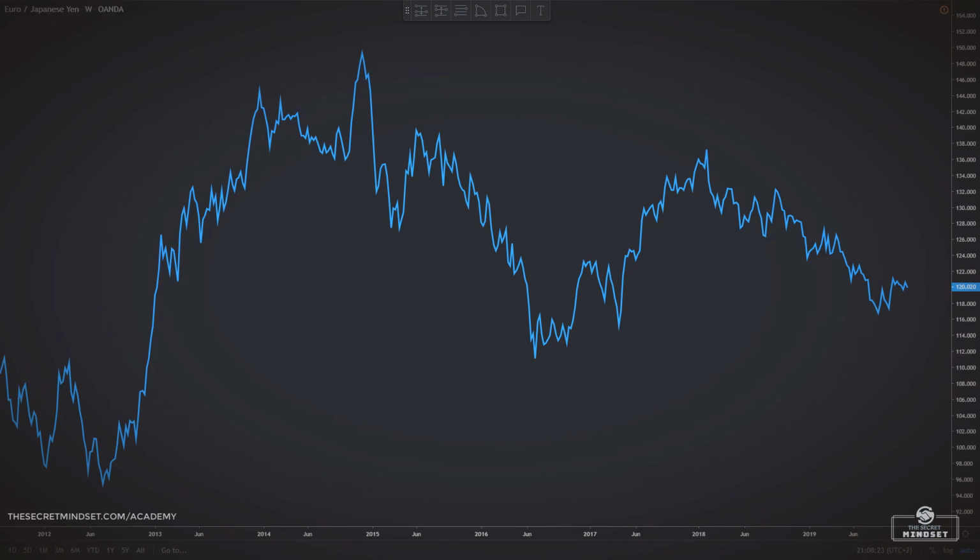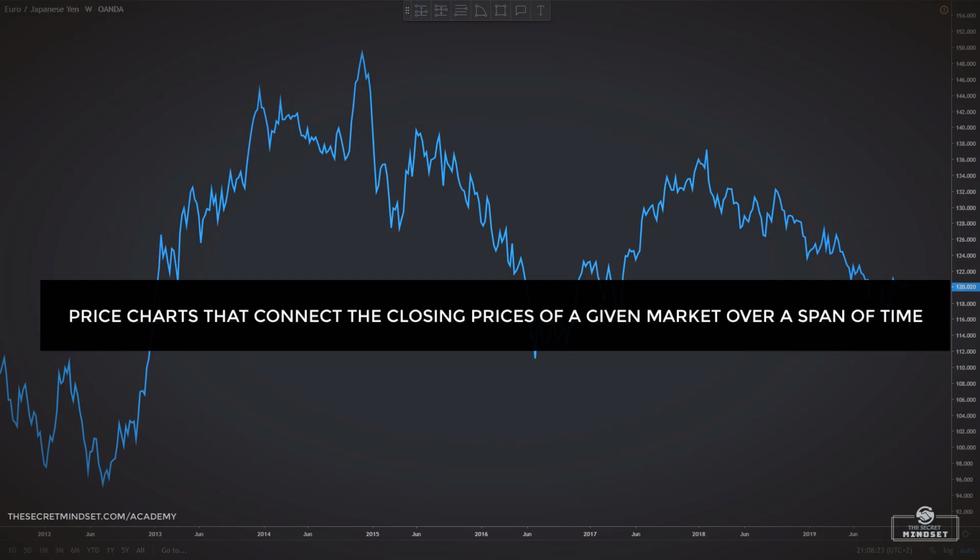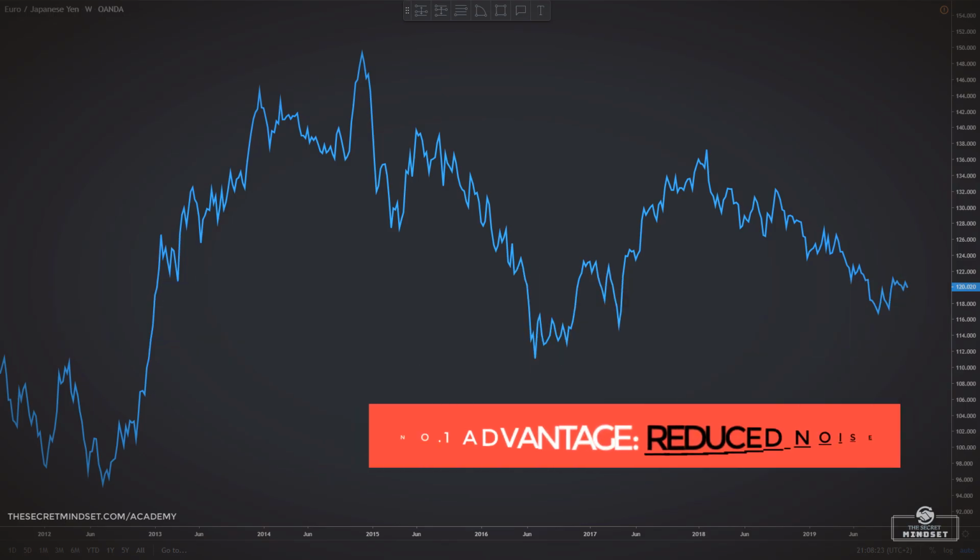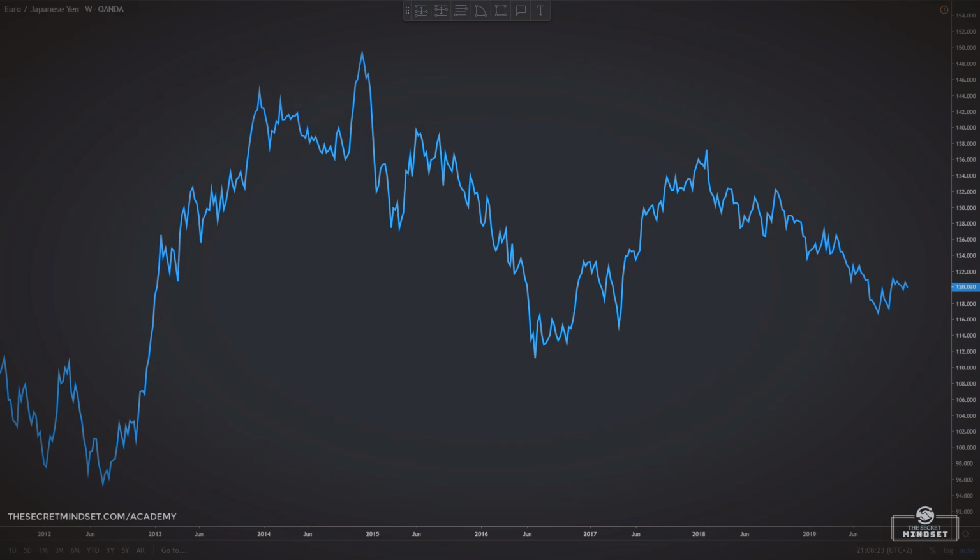The interpretation of line charts is simple. They are basically price charts that connect the closing prices of a given market over a span of time. As the line charts only show closing prices, they offer a great value to traders by reducing noise. This chart is also good for visualization of the overall trend of a currency pair or a stock.